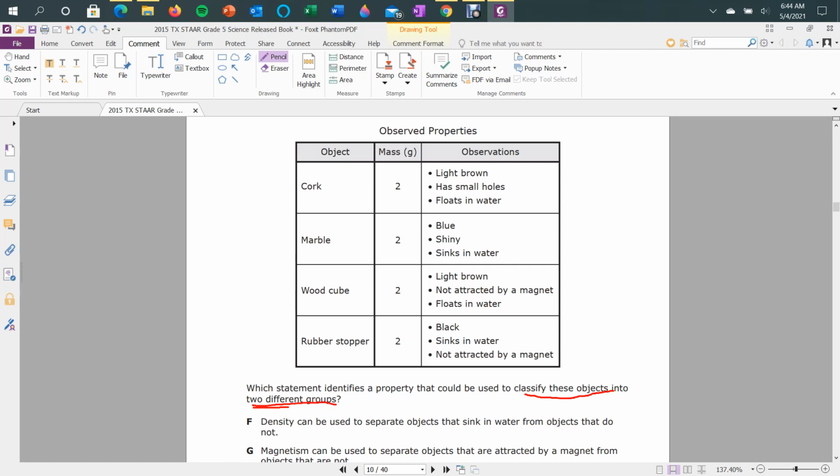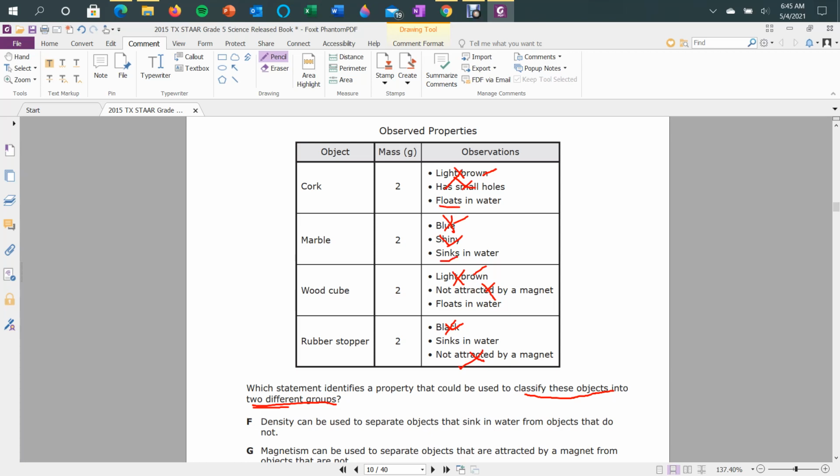What can we classify? Light brown is a color, right? Color, color, color. But can we classify in 2 different groups? No, it would have to be 3, because brown is one group, blue is one group, black is one group. So that's not 2. That doesn't meet that, so that's not it. All right. Now, the next thing it talks about is has small holes. It's shiny. Not attracted by magnet. No other thing says anything about magnet, so we have to get rid of that. Shiny, small holes, has nothing to do with anything. Next one says float.